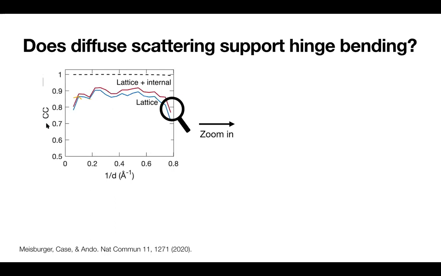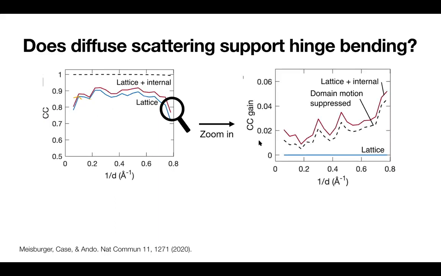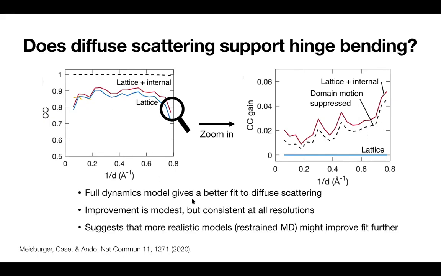Now I showed this plot of CC before. Already the difference between the lattice model and lattice plus internal is pretty small, so we're going to have to zoom in. Now we just look at the difference, the gain in CC above the lattice model. Red now is the full internal dynamics model, and the dashed line is showing the CC for the model where we've artificially suppressed these hinge bending modes. And what you can see is the full dynamics model does give a better fit to the diffuse scattering.